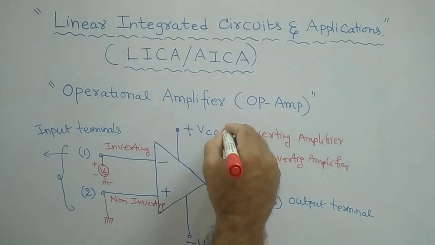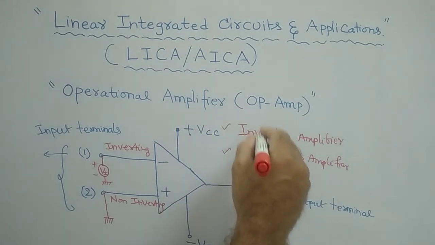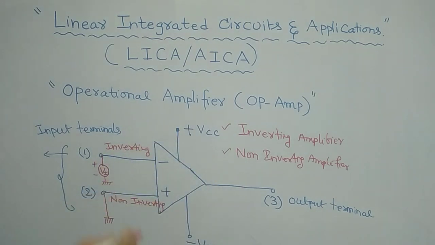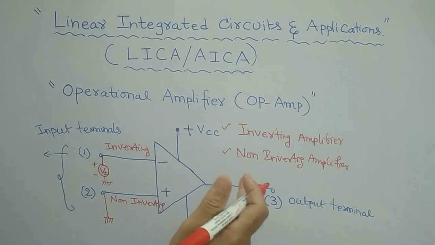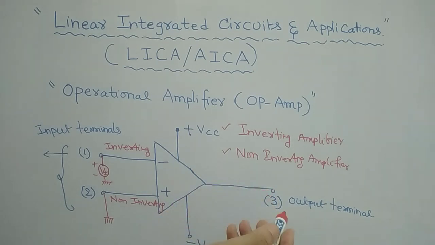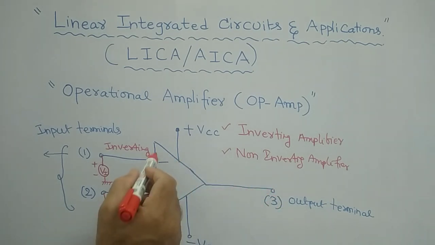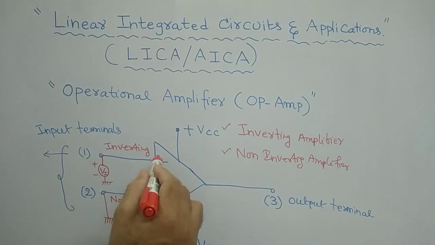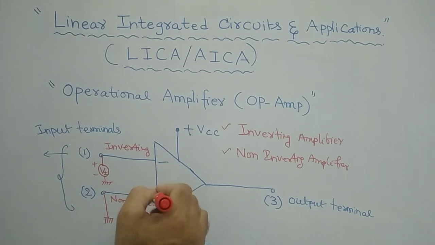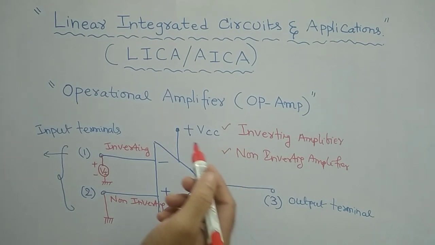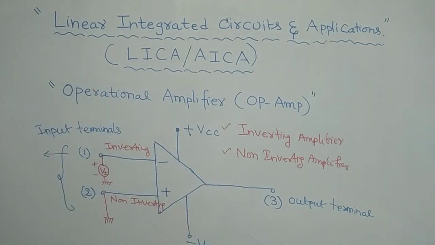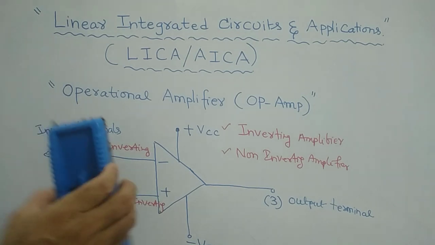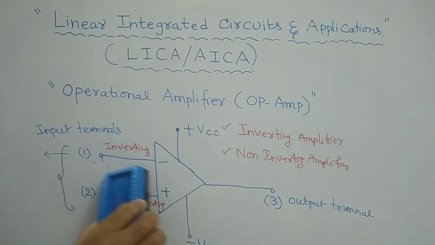So these are the two very important classifications of an operational amplifier. One is the inverting amplifier and the second one is the non-inverting amplifier, depending on the signs allotted to these two input terminals. Now, coming to another important parameter, let us see some of the important characteristics of this amplifier.